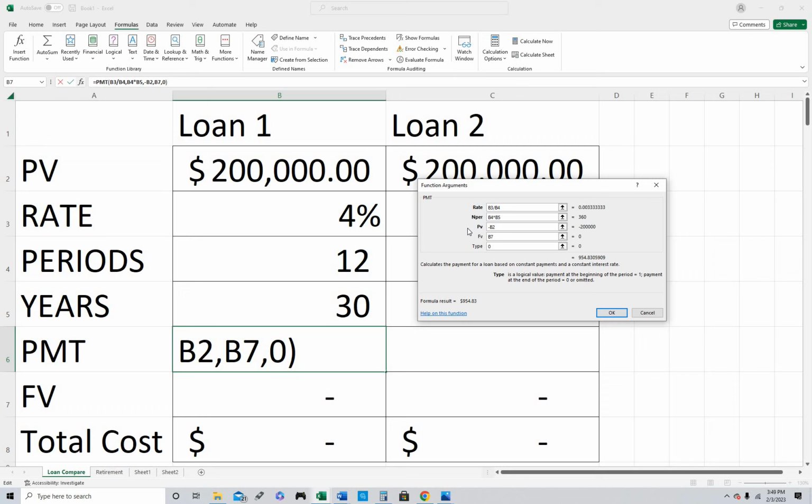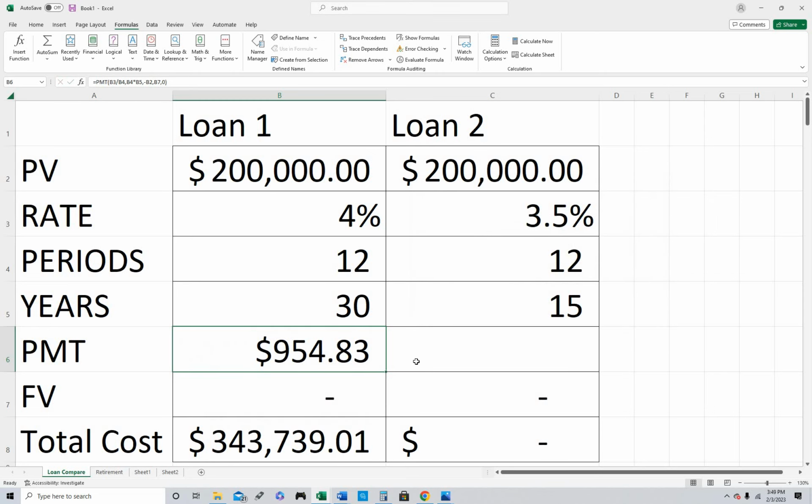And the reason why it's at the end of the period is usually you'll get a loan from the bank. Well, they don't make you pay it the very next day, your first payment. They make you pay after you've held on to that money for 1 month. So you're going to almost treat it like an investment in reverse. And so here we have our payment. Our payment is $954.83 per month with a $200,000 note at 4% for 30 years.